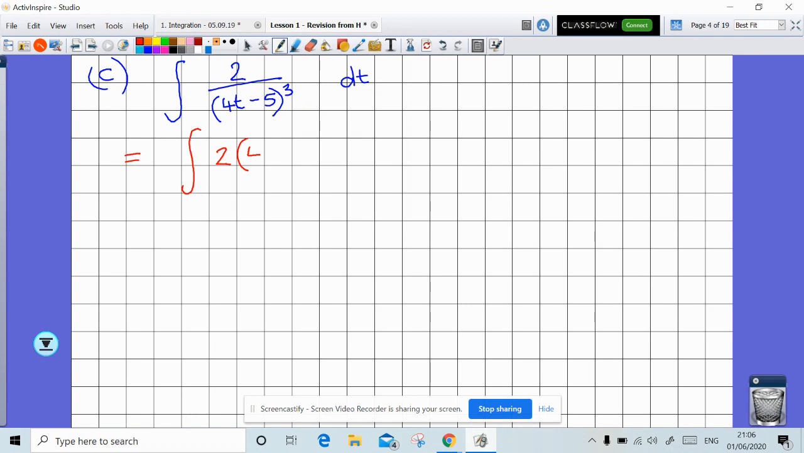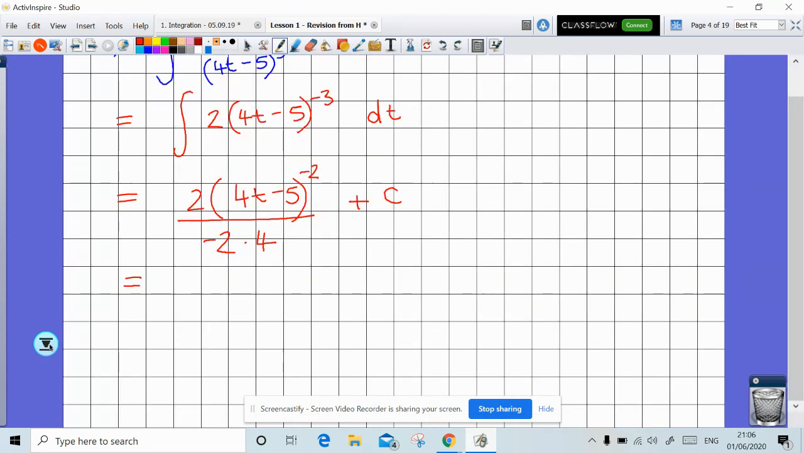So bring the bracket up to the top, change that to a negative power, and now we're ready for integration. Okay, so we're just going to use like the chain rule in reverse. So bracket stays the same. We're going to increase the power, so it's negative 2. We're going to divide by the new power and also divide by the derivative of the bracket, which is going to be 4 in this case. And don't forget about your plus c.